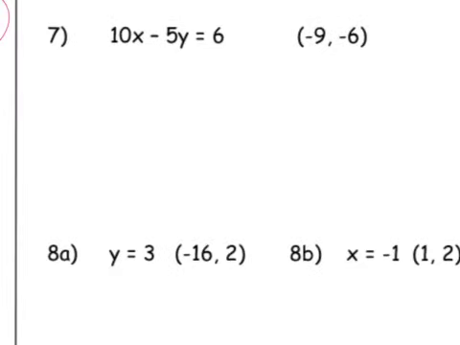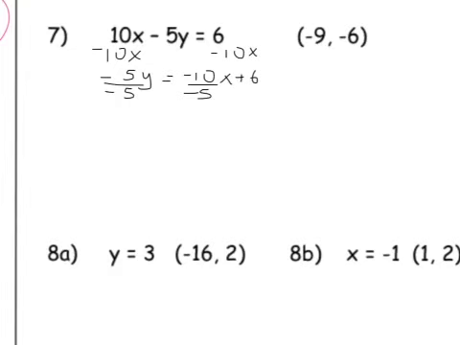Okay, we're going to change this to y equals, so we will add negative 10x to both sides. That leaves us with negative 5y equals negative 10x plus 6. Divide by negative 5. We get y equals 2x minus 6/5.